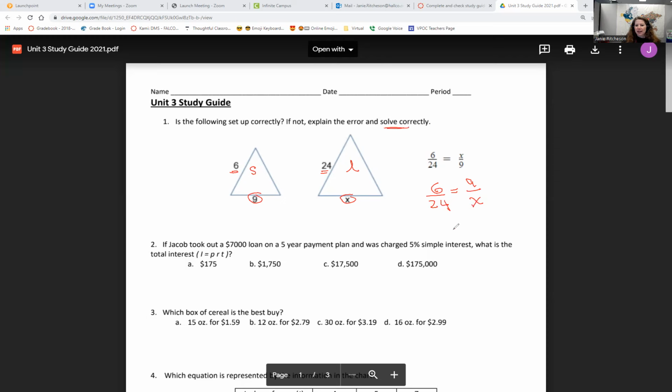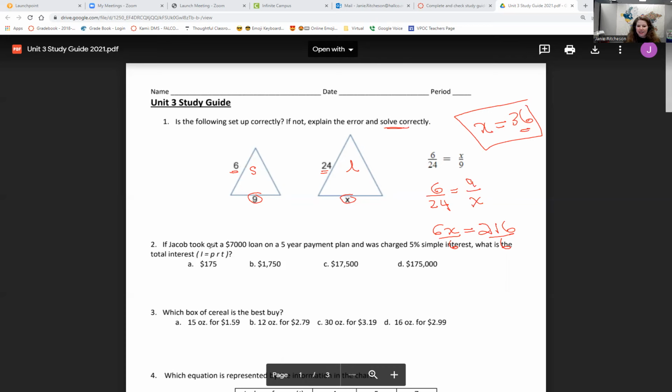And it says to solve correctly. So we're going to cross multiply. 6 times x is 6x. 24 times 9 is 216. And then if I divide both sides by 6, I find out that x is equal to 36. And does that make sense? 24 is 4 times larger than 6. So 36 is 4 times larger than 9. So this answer makes sense.